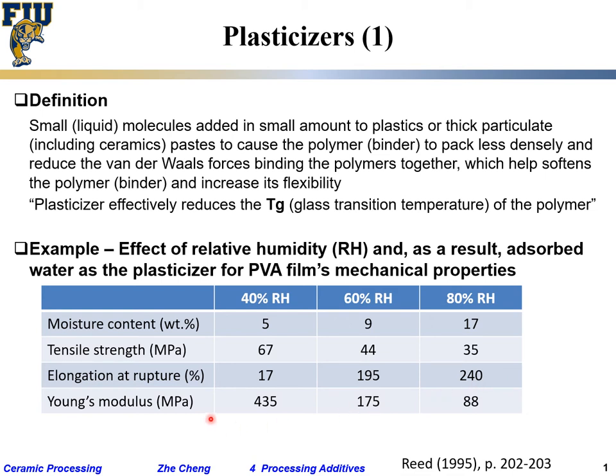And Young's modulus is a measure of the material's capability to resist stress in terms of elastic deformation. We also observed that as we have more and more moisture in the polymer, the material's Young's modulus, or rigidity, becomes a lot lower, which means for the same stress, even if we are in the elastic or reversible deformation, it also deforms a lot. It means the plastic becomes much softer, right? Much more elastic. Okay, so that's the plasticizer effect.